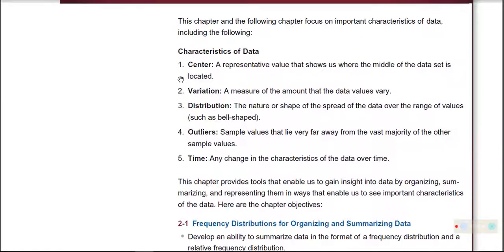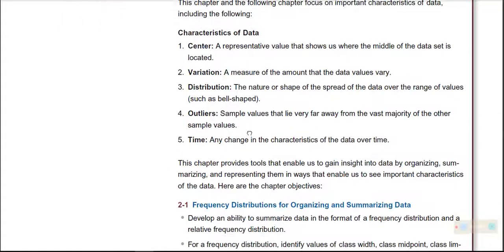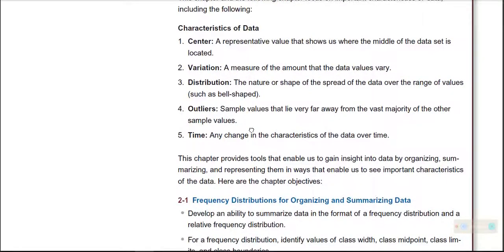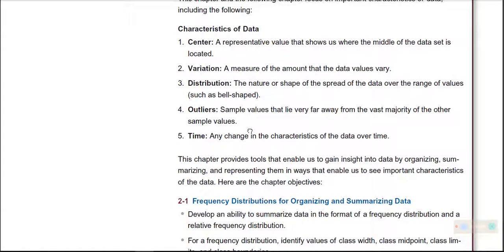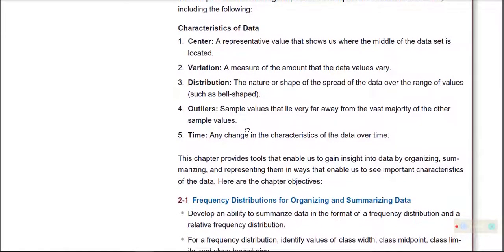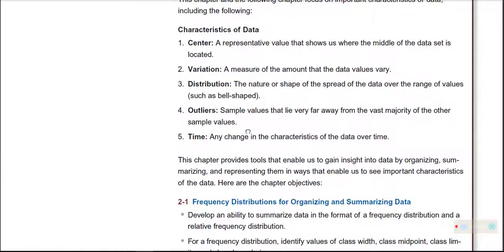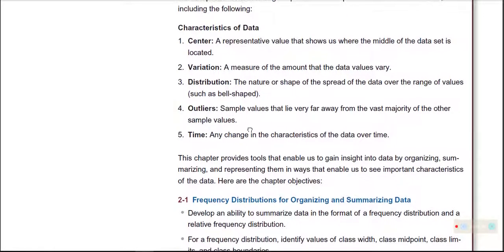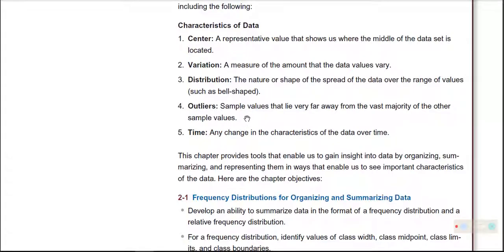Characteristics of data. We are going to find the center, a representative value that shows us where the middle of the data set is located. There are three methods of finding the measure of central tendency: the mean, the median, and the mode. Next, variation, a measure of the amount that the data values vary. Here we also have many tools for variation. We can use the range, standard deviation, variance, or coefficient of variation, depending on the given data. We are going to differentiate each of them later.